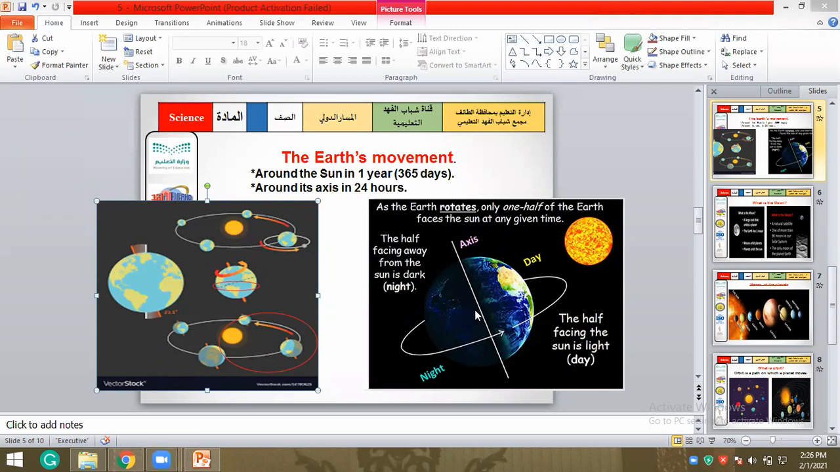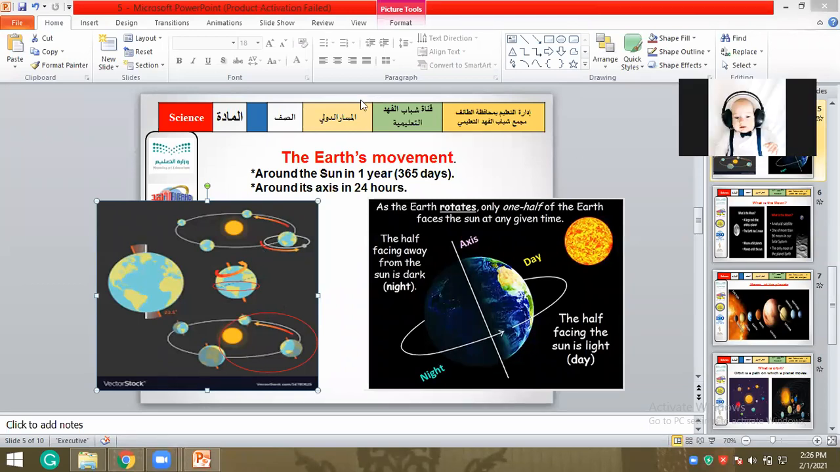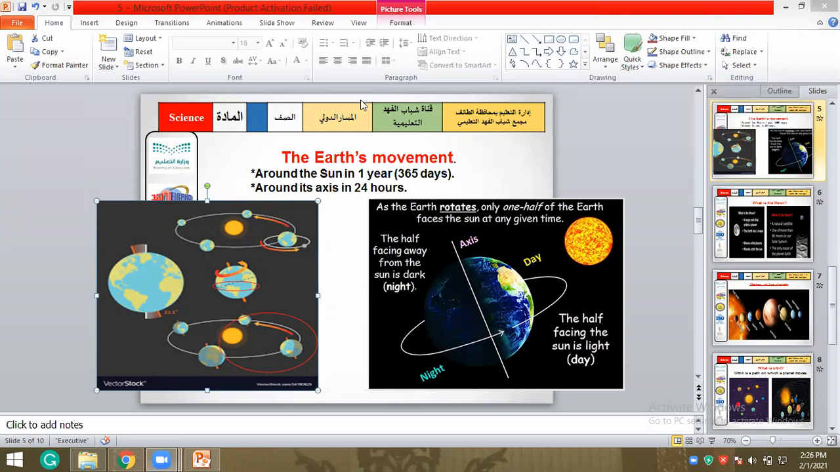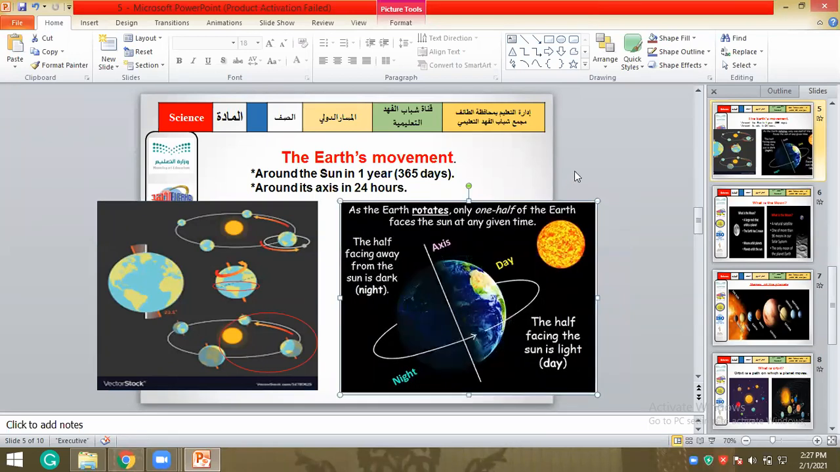So it means in 24 hours, the earth completes one circle, or one movement, around its axis. But around the sun, it completes the circle in 1 year or 365 days. Any problem in this? Okay, the half facing the sun is daytime and the half away from the sun is night time. Do you have any questions about this? No, sir. Okay.